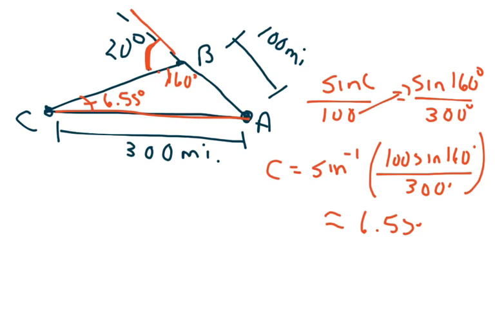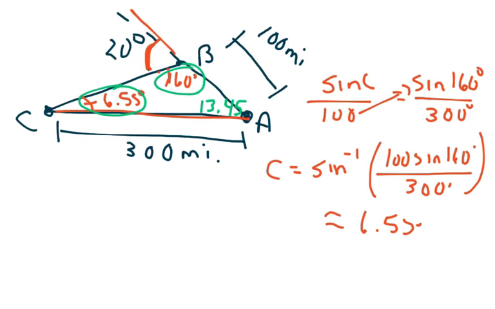Now all the angles of the triangle should add up to 180, so when I subtract these two from 180, I get 13.45. That's angle A. So angle A is 13, so all that equals that.